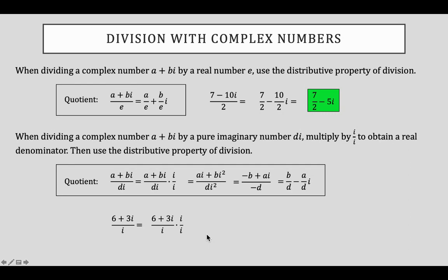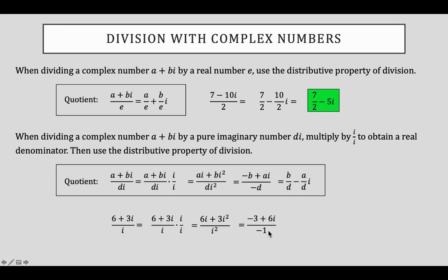Well, multiplying two fractions, I multiply numerators times numerators, denominators times denominators. Distributing gives me 6i plus 3i squared divided by i squared. And now we can simplify our powers of i. Notice 3i squared, that's going to be a negative 3 plus a 6i in the numerator divided by negative 1 in the denominator.